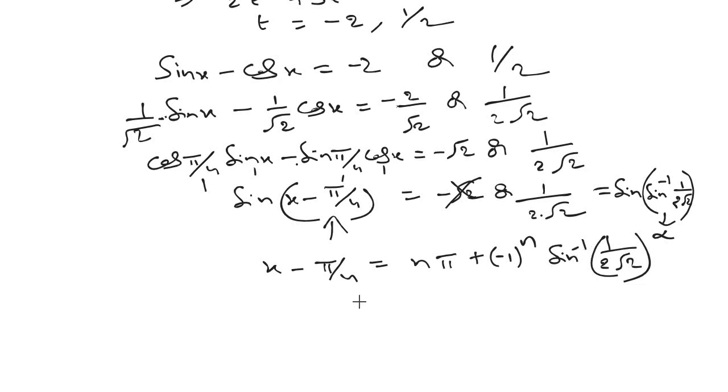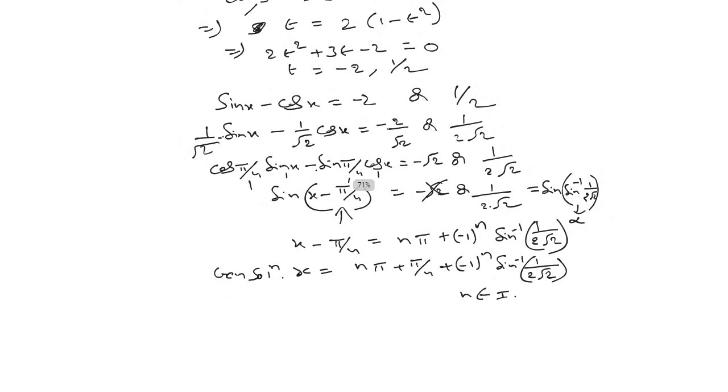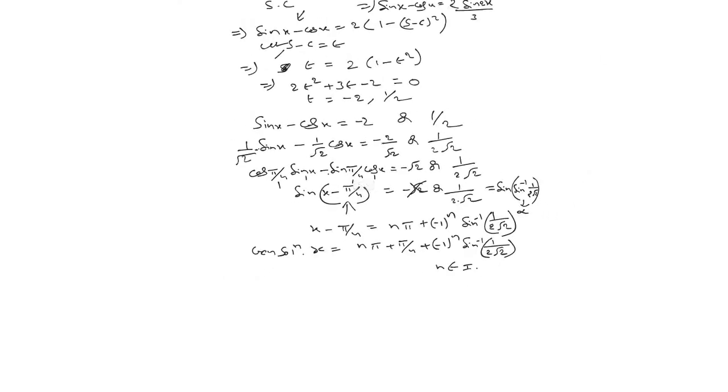So we do one thing, let us add pi by 4 on both sides, then x will be n pi plus pi by 4 plus minus 1 whole power n into sin inverse of 1 divided by 2 root 2. Here n is any integer. I think it is very clear for you. General solution completed. So carefully you have to do. You can see here my solution.